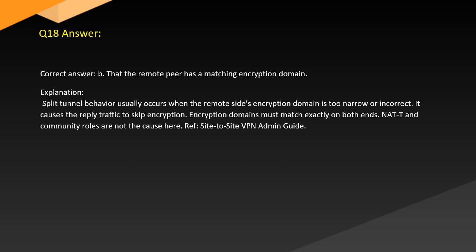Answer. Correct answer: B. That the remote peer has a matching encryption domain. Explanation. Split tunnel behavior usually occurs when the remote side's encryption domain is too narrow or incorrect. It causes the reply traffic to skip encryption. Encryption domains must match exactly on both ends. NAT and community roles are not the cause here. Ref. Site-to-site VPN admin guide.